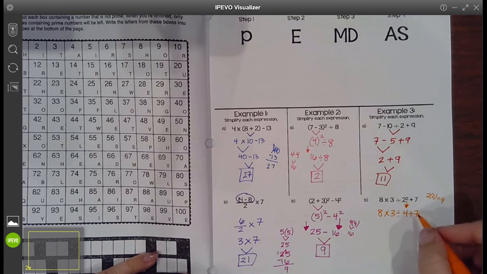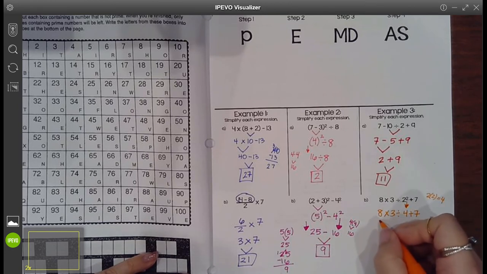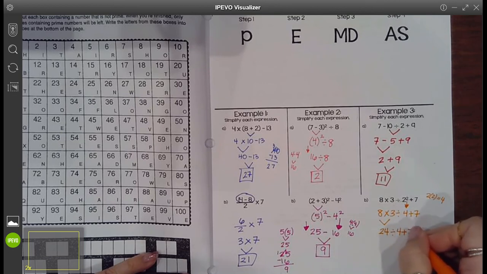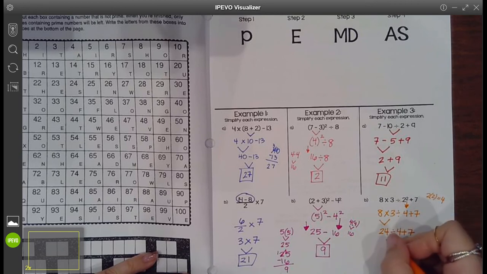Okay, no parentheses, no exponents, multiplication or division. Yes, go from left to right. So 8 times 3 is 24. The 8 and the 3 got replaced with this. Bring down the divided by 4 and the plus 7. 24 divided by 4 is 6. And 6 plus 7 is 13.